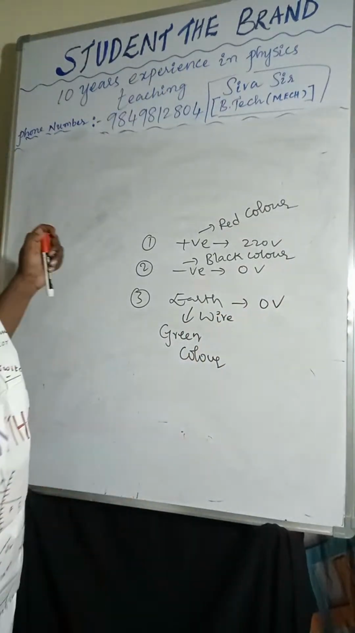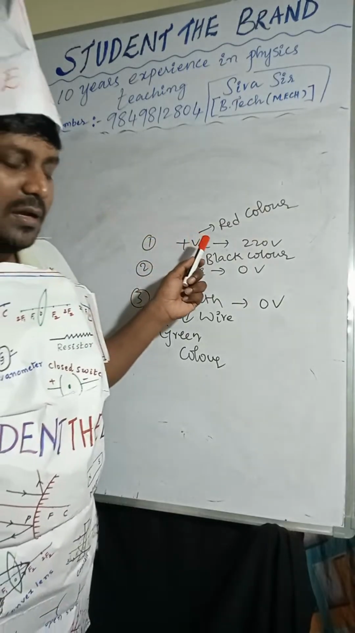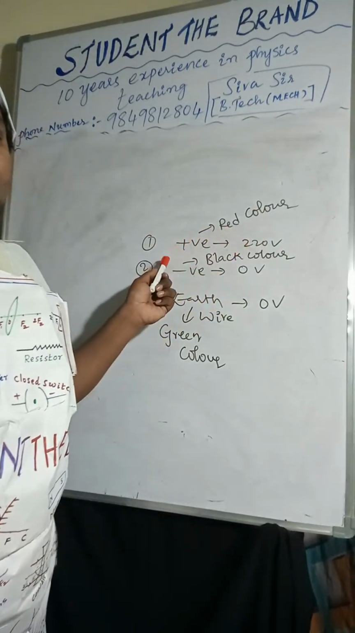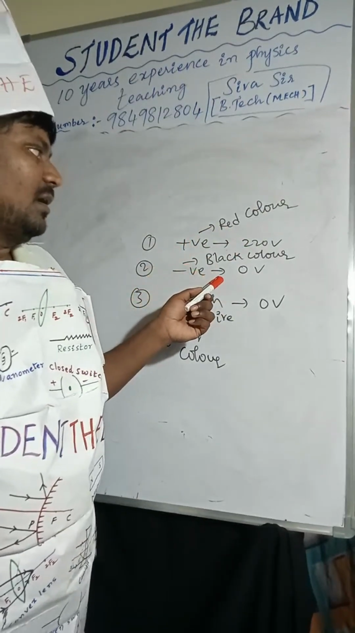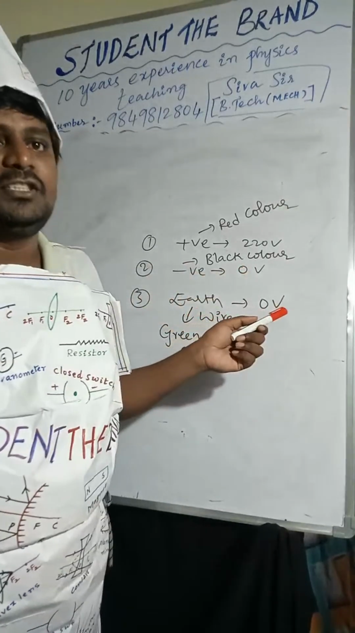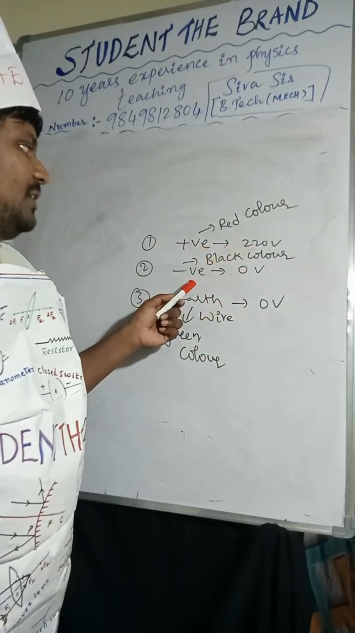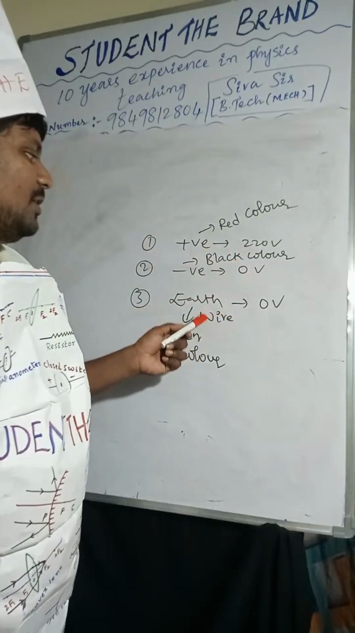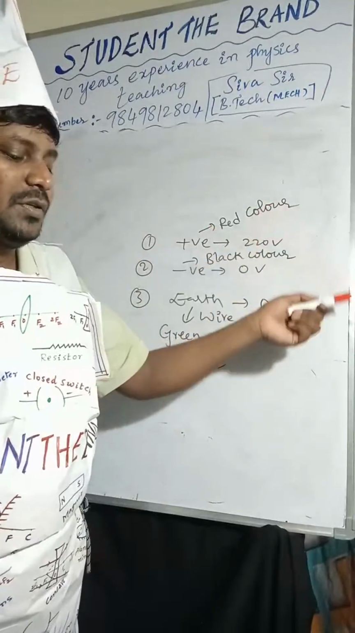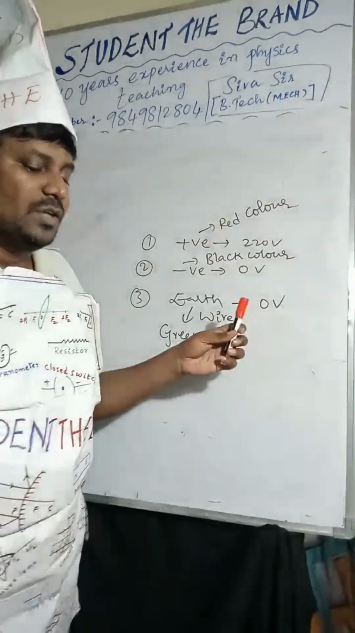Here the potential difference of live wire is 220 volts. The potential of neutral wire is 0. The potential of earth wire is 0. The potential difference between live wire and neutral wire is 220. The potential difference between live wire and earth wire is 220. Okay, so these are the points.